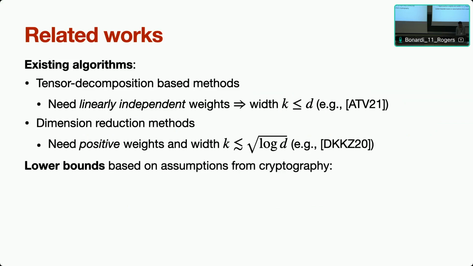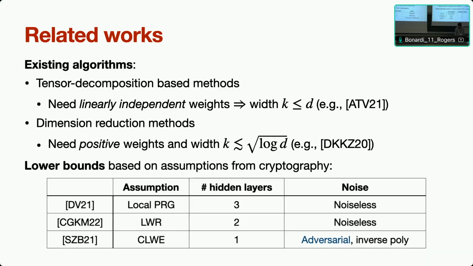For lower bounds on this problem, previous works have shown that for neural networks with 3 and 2 hidden layers, this learning problem is hard based on some assumption from cryptography. And these hardness results even hold for the noiseless setting. The previous work of Song, Zadik, and Bruna in '21 shows that learning one hidden layer neural network is hard if the noise is adversarial with some bounded variance, like inverse polynomial. So our result improves their work from this adversarial noise to a fully random Gaussian noise.